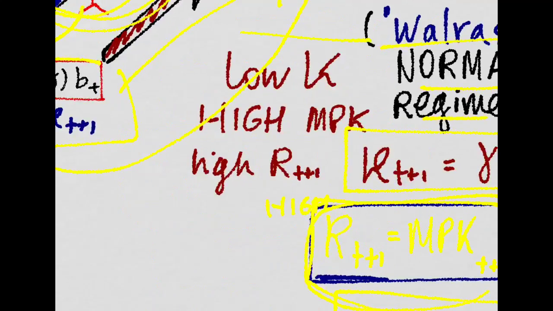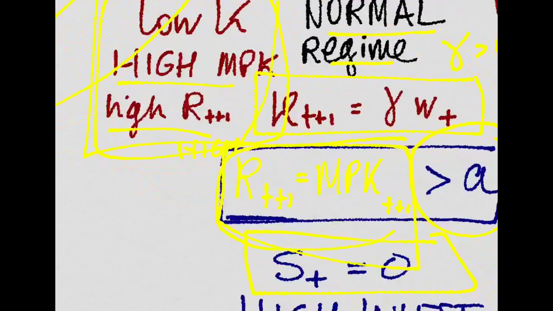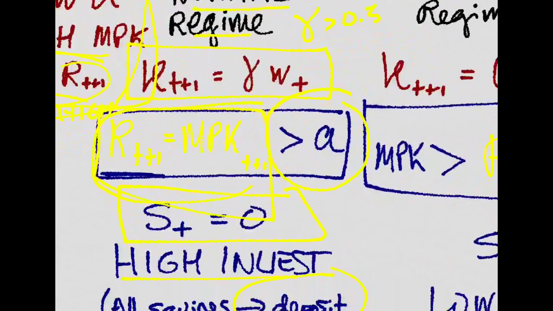But the important thing here to remember is that this can only happen when there is low capital, because that means that this MPK is high and this interest rate is high. So it is good for lenders because they receive a higher interest rate than the safe asset. So that's why they invest in the borrowers.